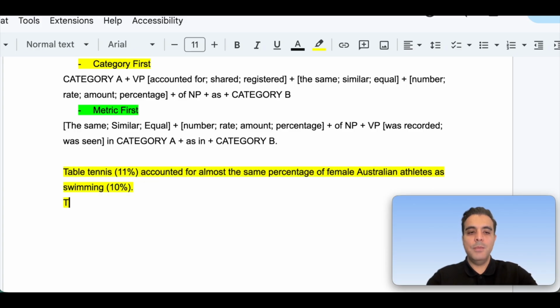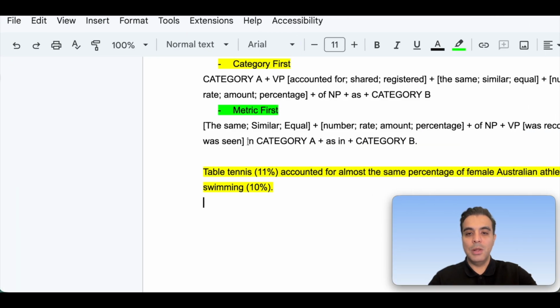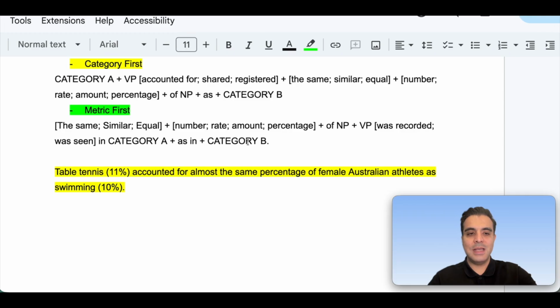to rephrase this sentence that we wrote from before. So this time we begin with the same or similar or equal, right? I'm going to go with the same. Okay, so I'm going to say the same. Remember, it was almost the same. So we're going to repeat that. I'm going to say almost the same. What comes after it, I'm going to add percentage of female Australian athletes. Remember, here we can begin with percentage of, the NP is female Australian athletes.